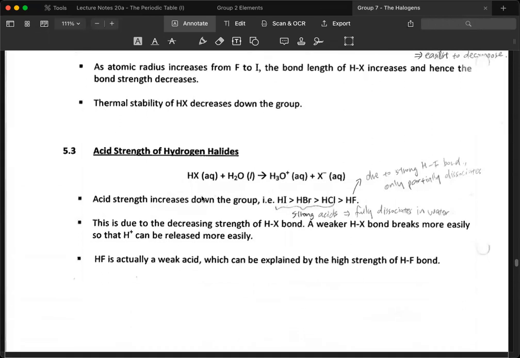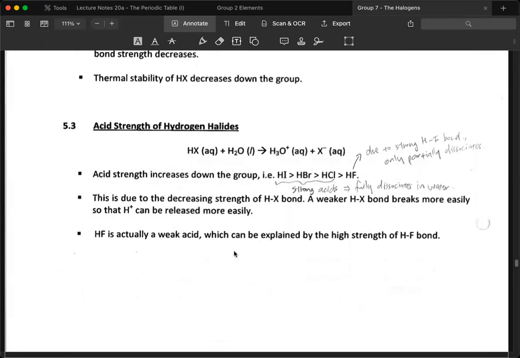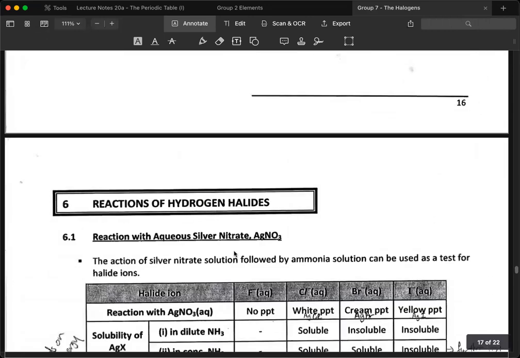Acid strength will increase down the group because of the decreasing strength of the H-X bond. So the weaker the bond, the more easily it breaks. The H+ can be released more easily. Not so much extent of dissociation, but more that it breaks more easily, so H+ is released more easily. So HF is actually a very weak acid, explained by the strength of the H-F bond.